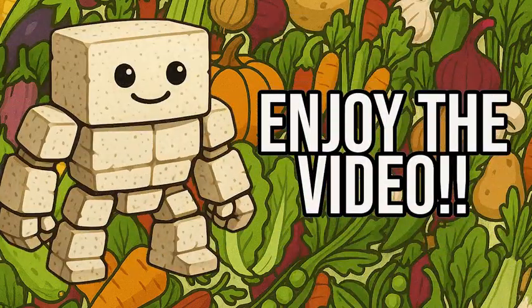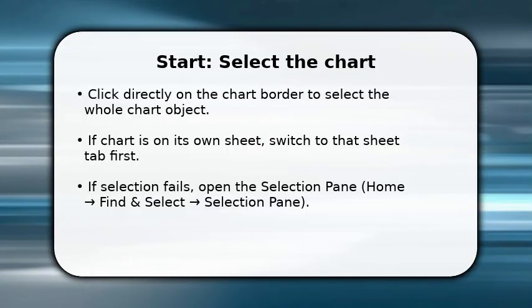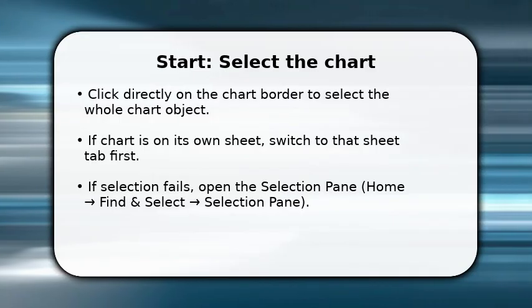Please enjoy the video. You begin by selecting the chart object itself. Click its border so Excel highlights the whole chart. Once done, press Delete to remove an embedded chart. That is the direct method.